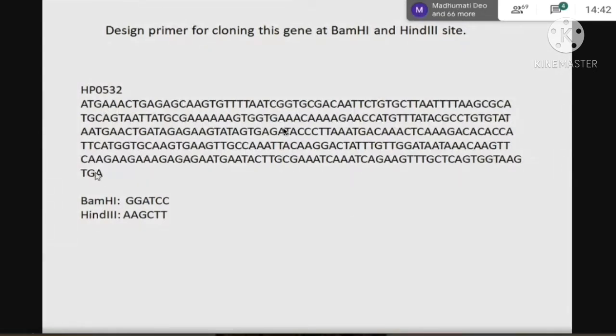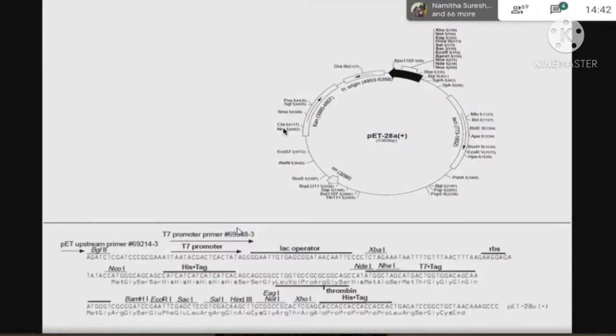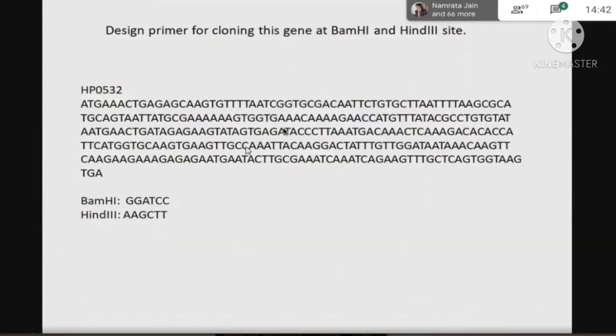Now it's your exercise. You can write in your message: design a primer for performing PCR followed by cloning. And you have to clone this gene at the BamHI and HindIII sites of that pET vector, this vector. This vector has BamHI and HindIII. So we have selected BamHI and HindIII sites. Now design a primer, write the primer sequence in your message box.